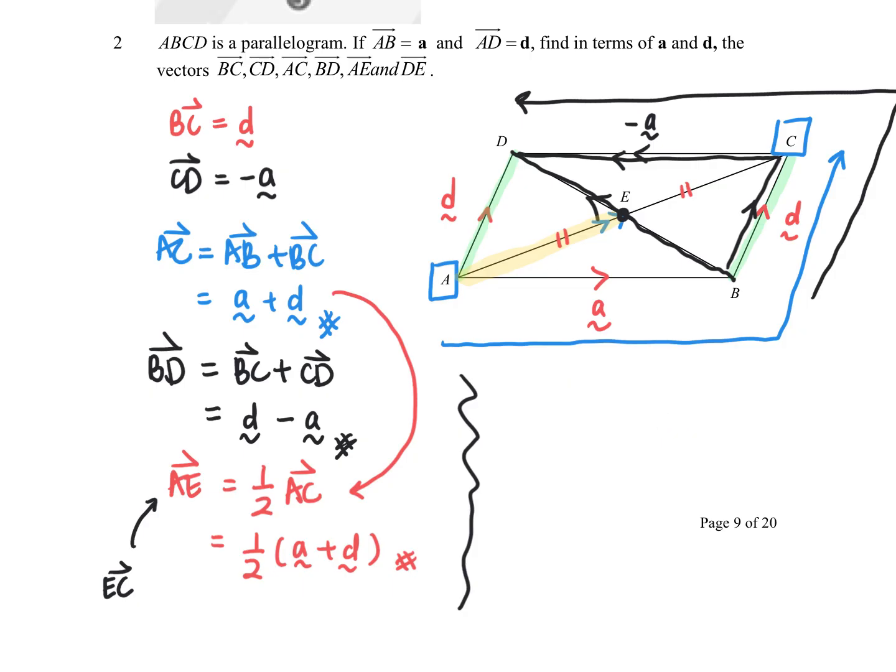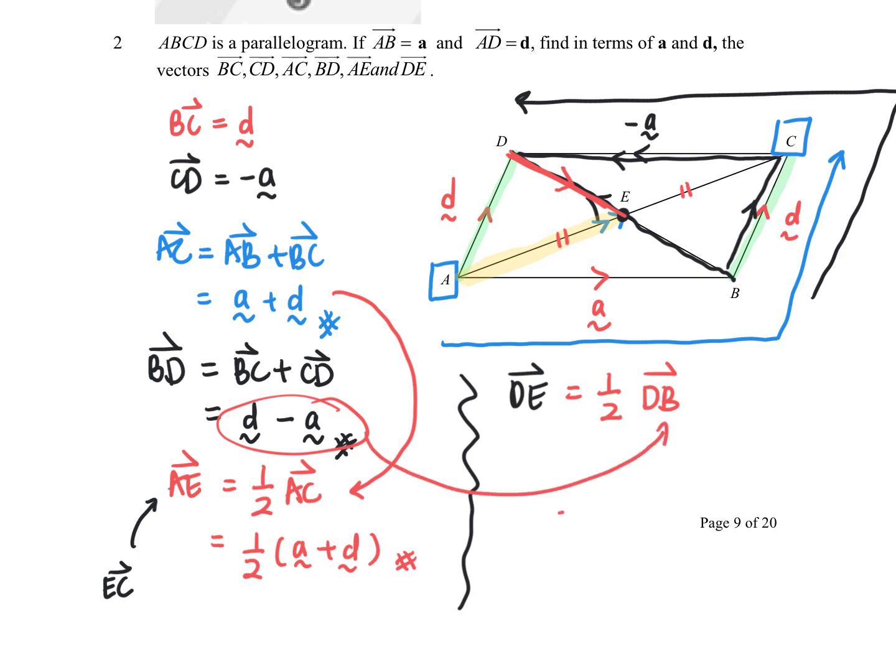Okay, last one is DE. DE is this direction. Okay, this direction. So can you see that DE is half of DB? It's half of the entire line. Right? It's just the midpoint. So DB I have is here. But the only thing is it is of opposite direction. So I need to reverse my BD.